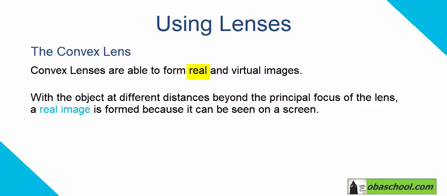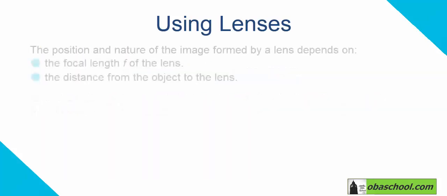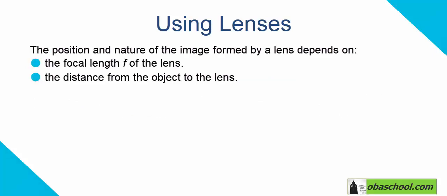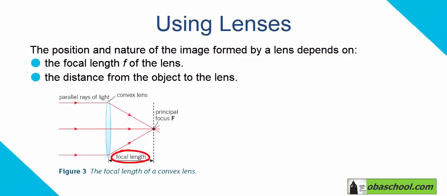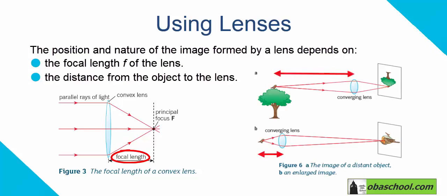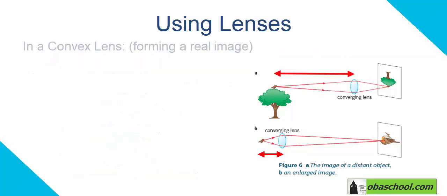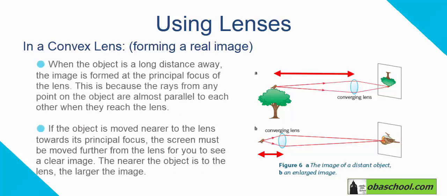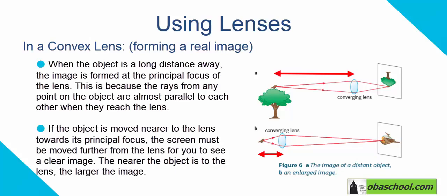The main thing is that, in general, the position and nature of the image formed by a lens depends on, first, the focal length, f, of the lens, and second, the distance from the object to the lens. So, in a convex lens, when forming a real image, if the object is a long distance away from the principal focus, the image is formed at the principal focus of the lens.